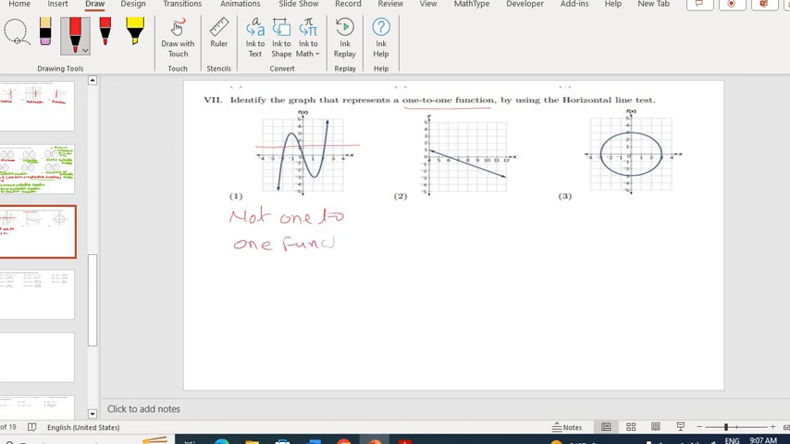Question number two, when I draw the horizontal line, it crosses only one point, so it is a one-to-one function. Next, in this picture, when I draw the line, it crosses 2 points here and here, so it is not a one-to-one function.